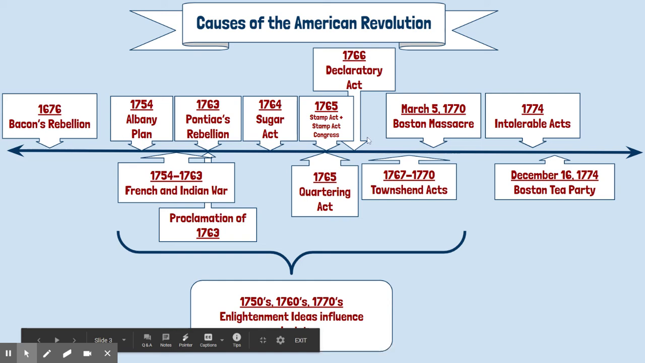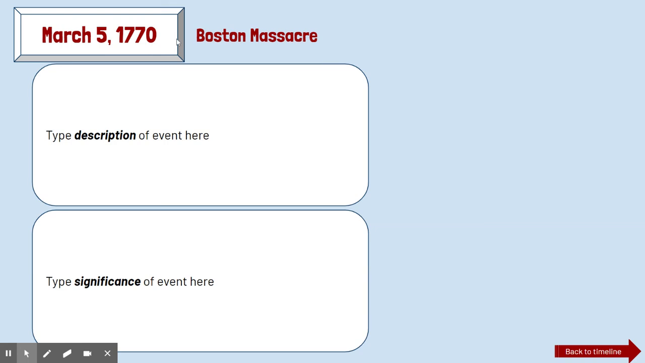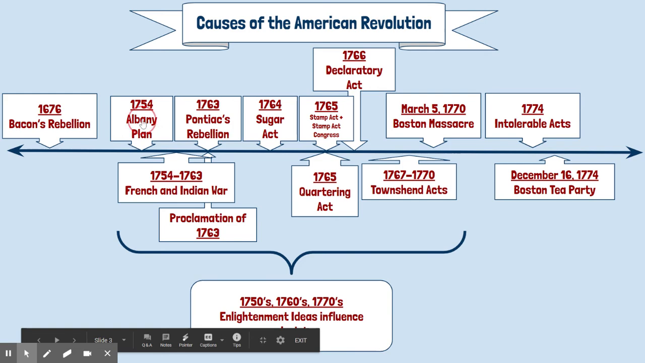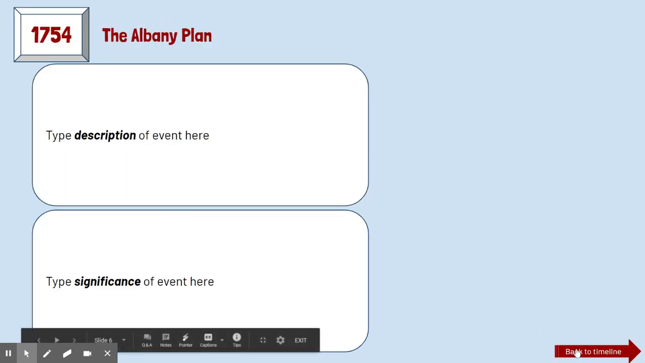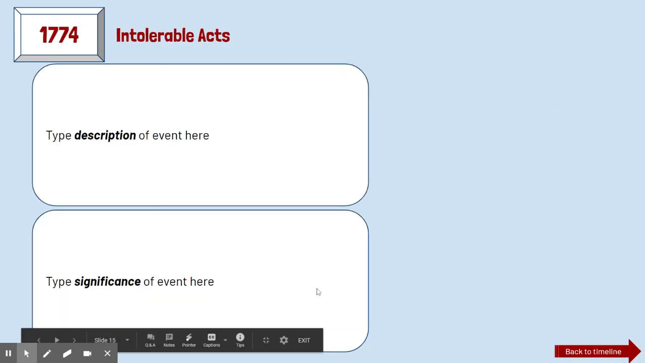So say you wanted to know what happened at the Boston Massacre. You can click on this box. It'll take you right. You see it's the same date, same title, and you're going to be filling in the information. So this timeline is essentially just like a tool for you to understand each of these events. Proclamation of 1763. Go back to the timeline.